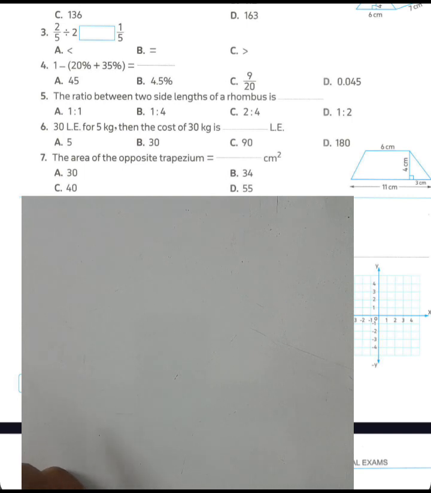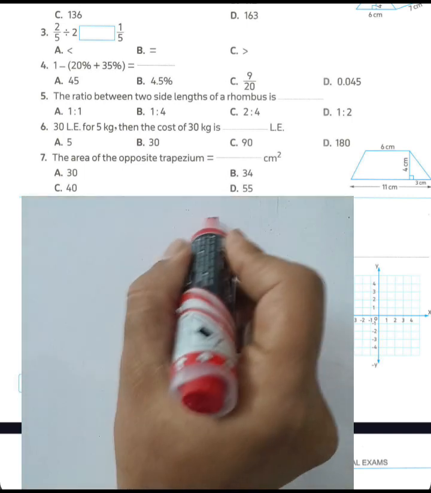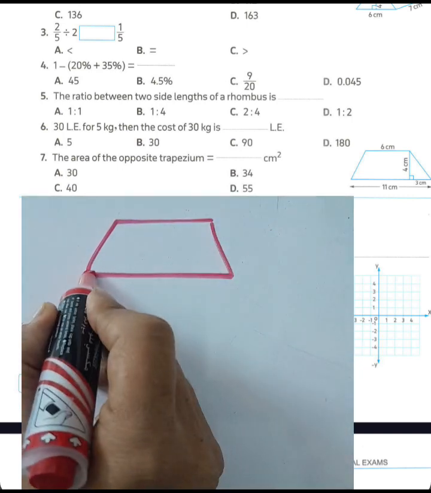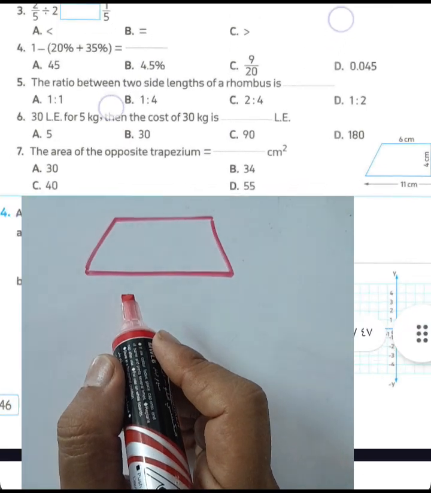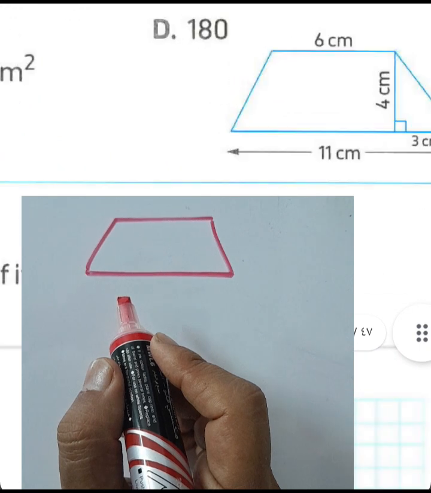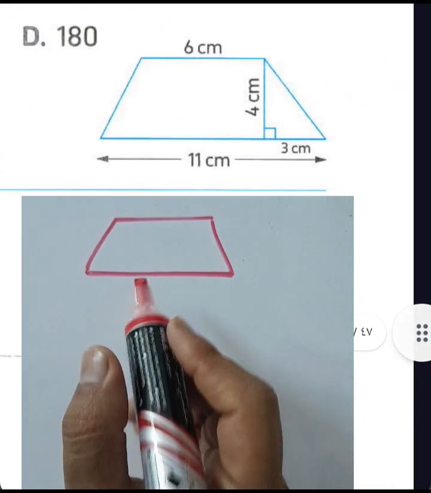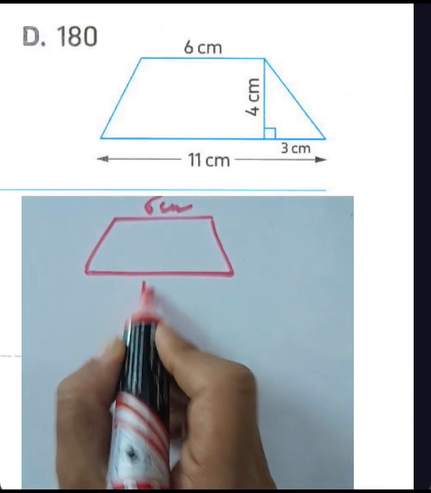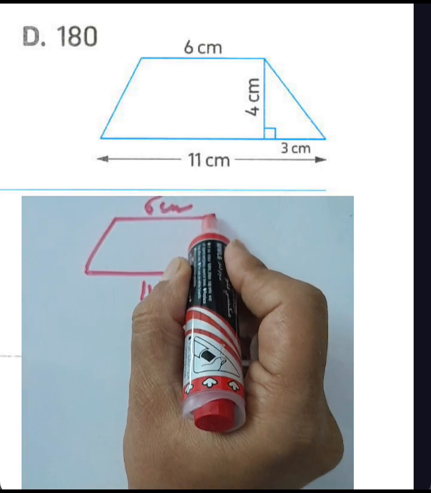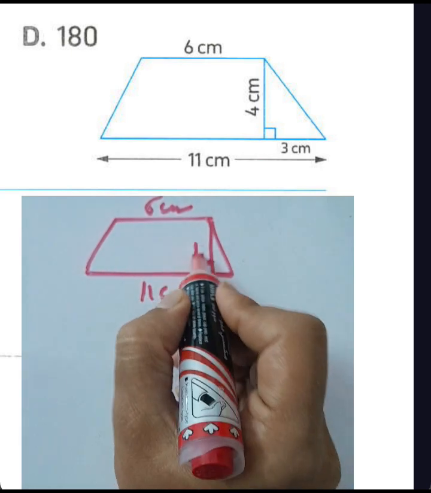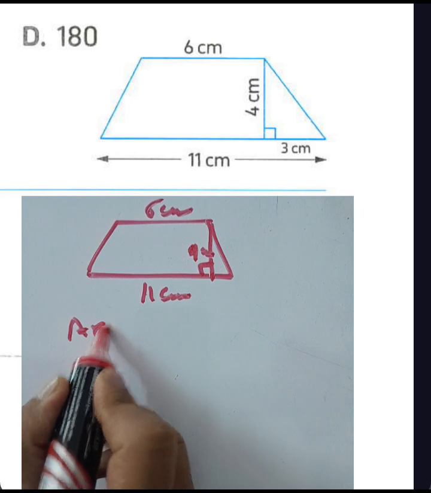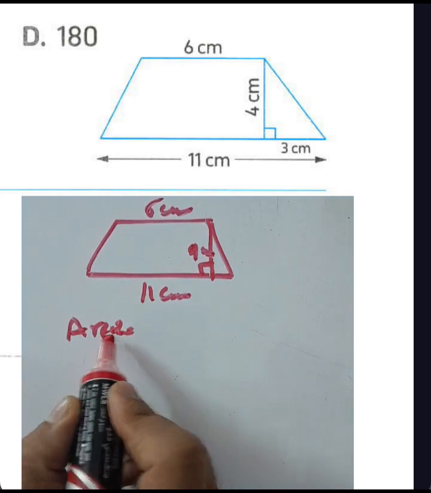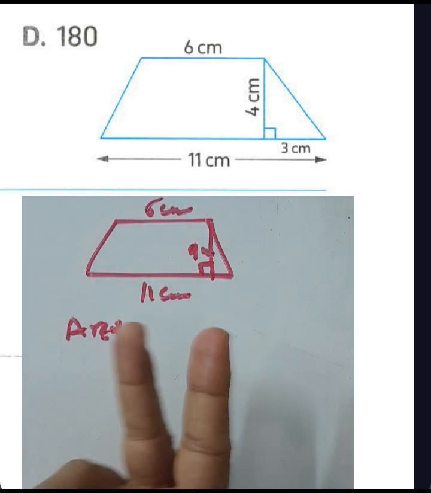Question number 7. The area of the trapezium. We have two bases, here 6 and 11, and the height was 4 centimeters. We know the area. We can solve this example by two methods.